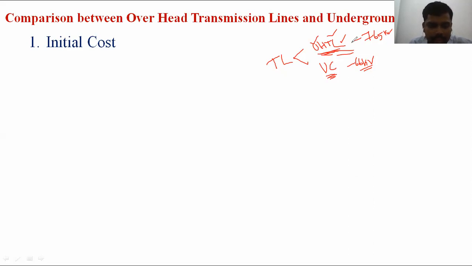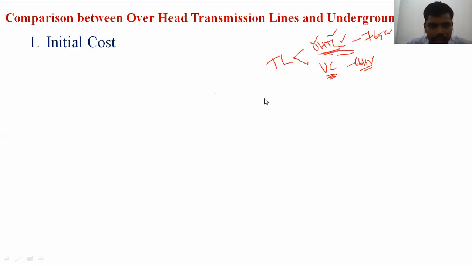Now we can compare under the cost condition. In an overhead transmission line, the cost is less compared to the underground cable. But in the underground cable, the cost is 4 to 5 times, or up to 10 times, higher compared to the overhead transmission line, because the cable cost is very, very high. At the time of initial installation, we need to dig the trench.